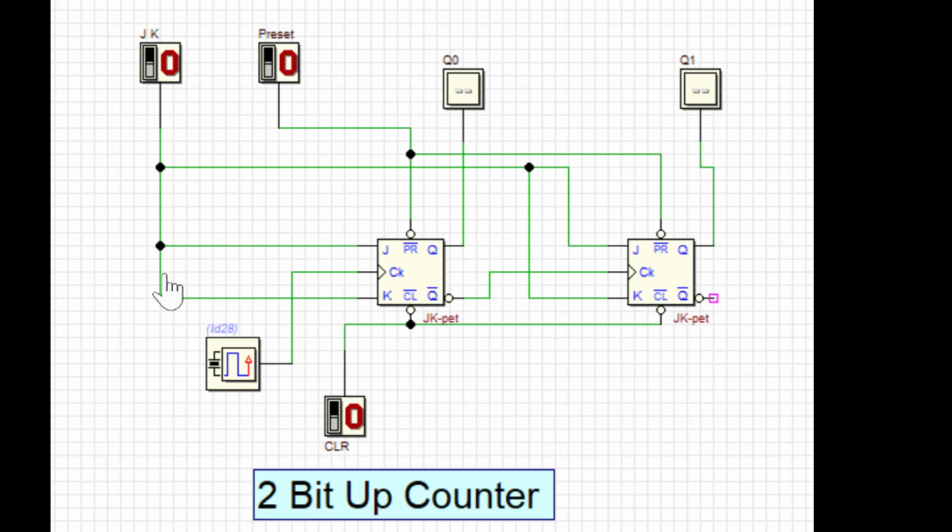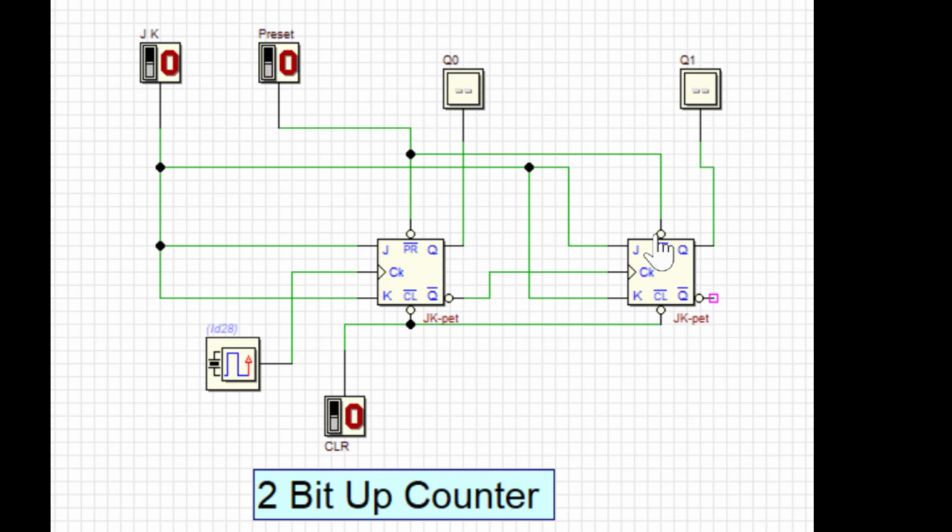Here also same thing, J and K are connected to input switch. When I am going to simulate, I am going to make J and K as 1, so that it acts as a toggle flip-flop. Whenever the clock signal comes, they are going to toggle depending on the positive going transition or negative going transition.